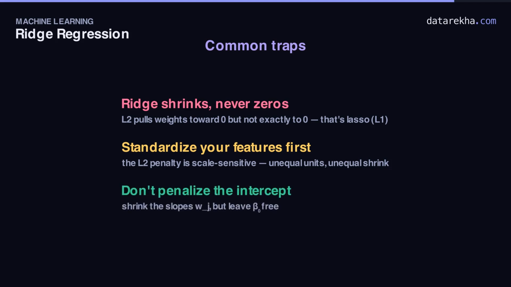Trap 3. Leave the intercept alone. We shrink the slope weights, but the intercept just sets the baseline height. Penalizing it would drag the whole line down for no reason. So it's left out of the penalty.